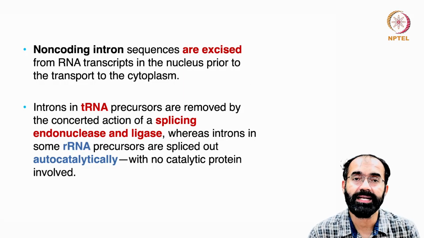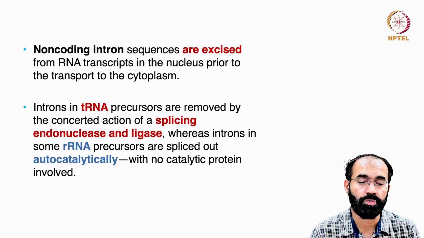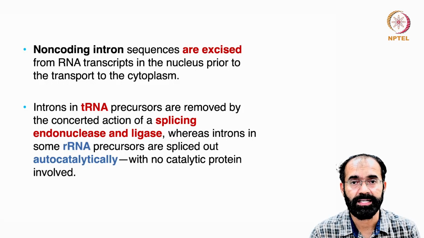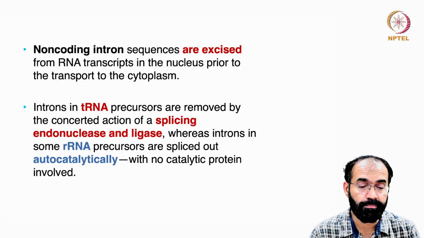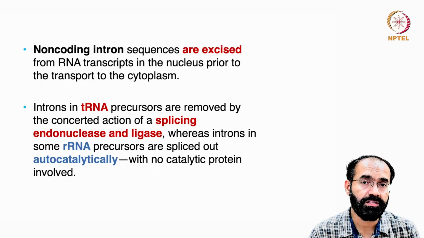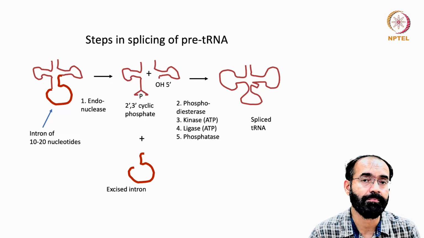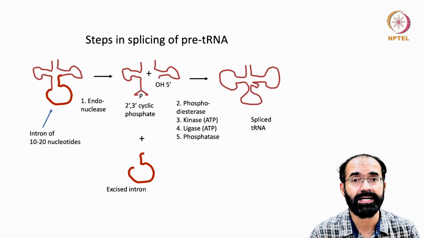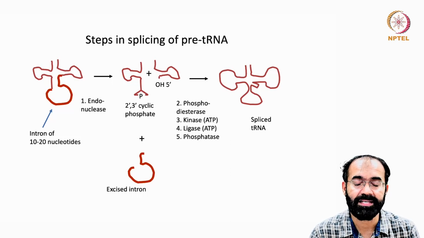So non-coding intron sequences are excised from the RNA transcripts in the nucleus prior to its transport into the cytoplasm. So introns present in the tRNA precursors are removed by a concerted action of both splicing endonuclease and the ligase. So all these enzymes should act together. As you saw in the previous slide, you have to have a phosphodiesterase, kinase. Kinase is an enzyme that can make use of the ATP and add a phosphate group to a target protein. And then you have to have a ligase which also utilizes the ATP, and then you have a phosphatase.